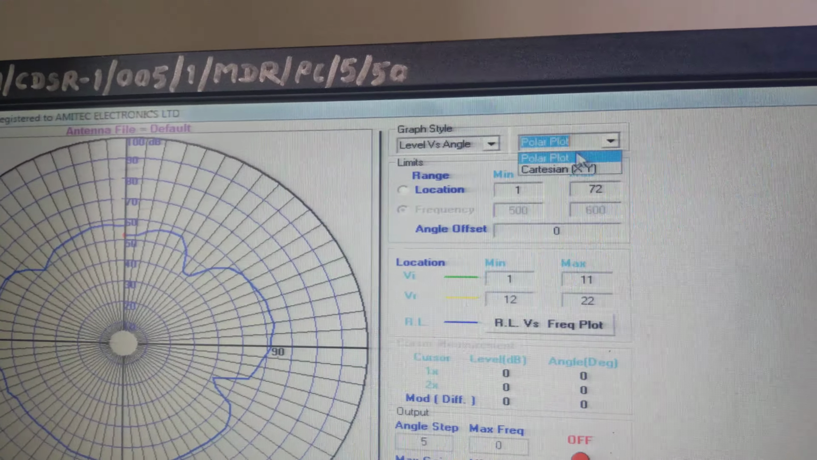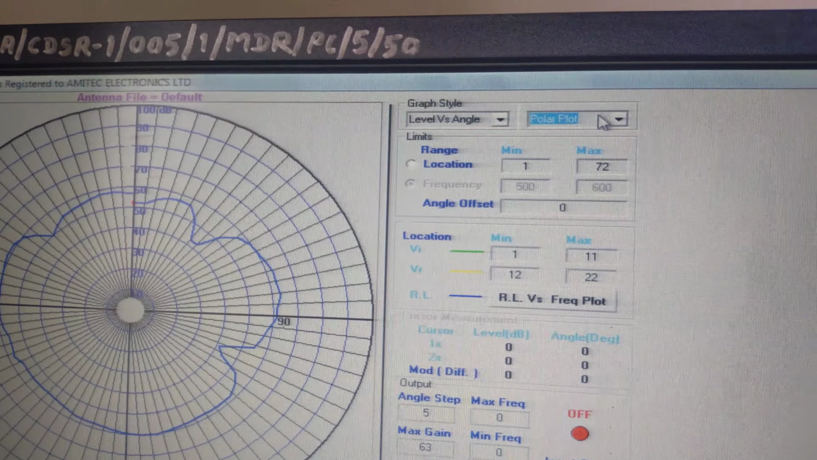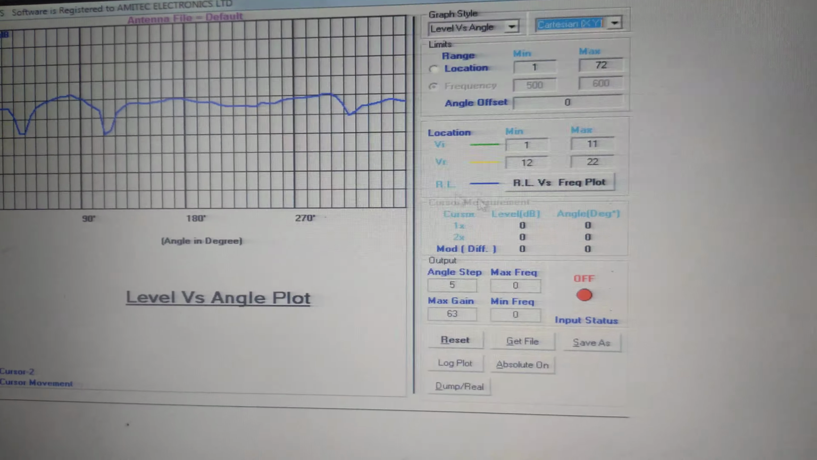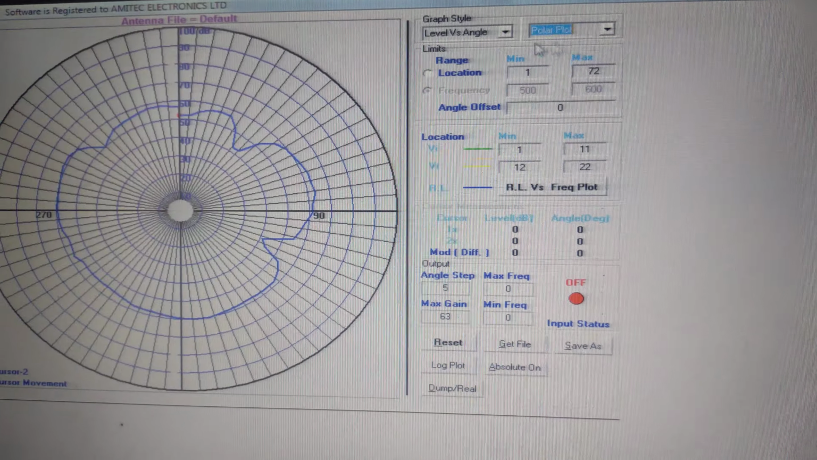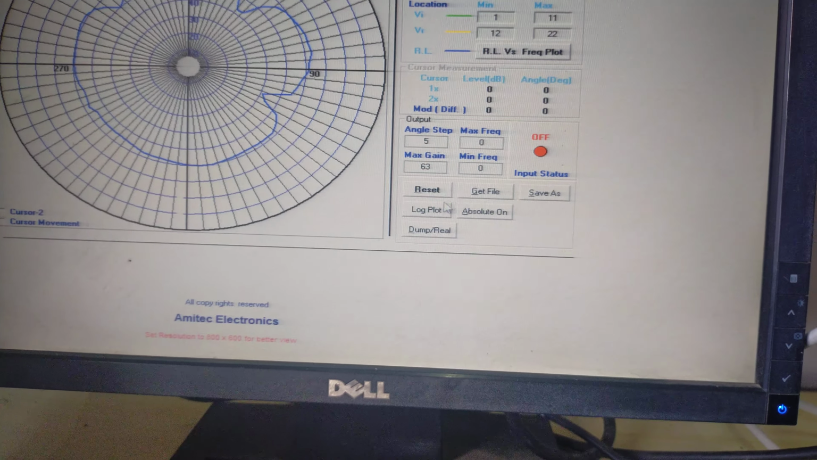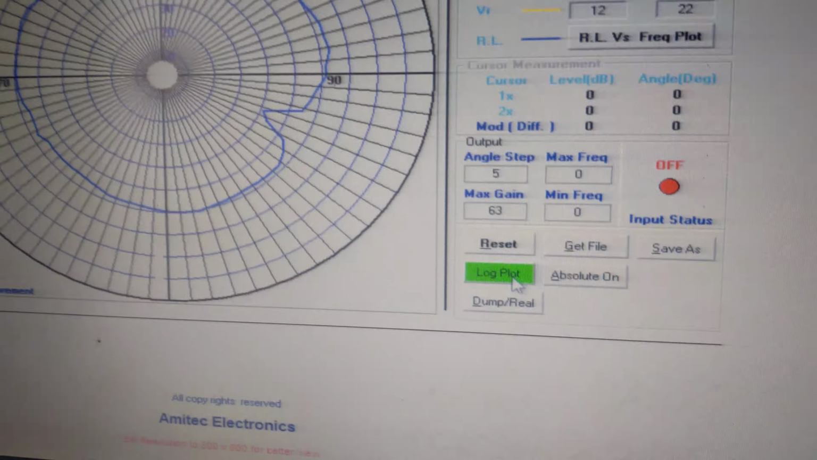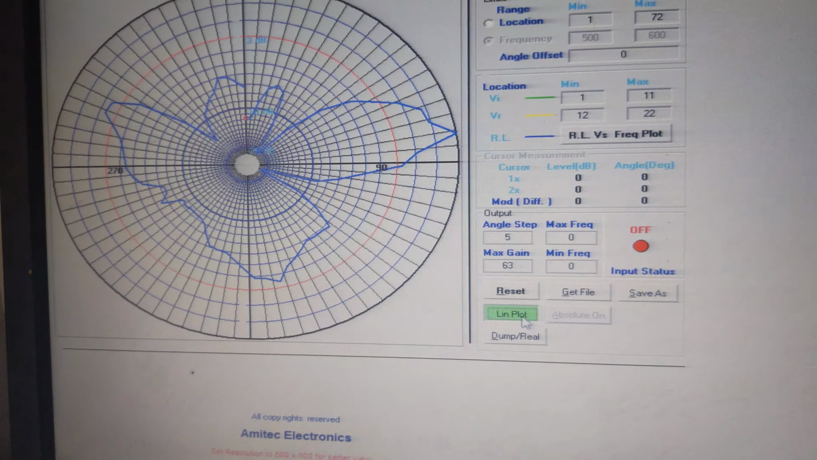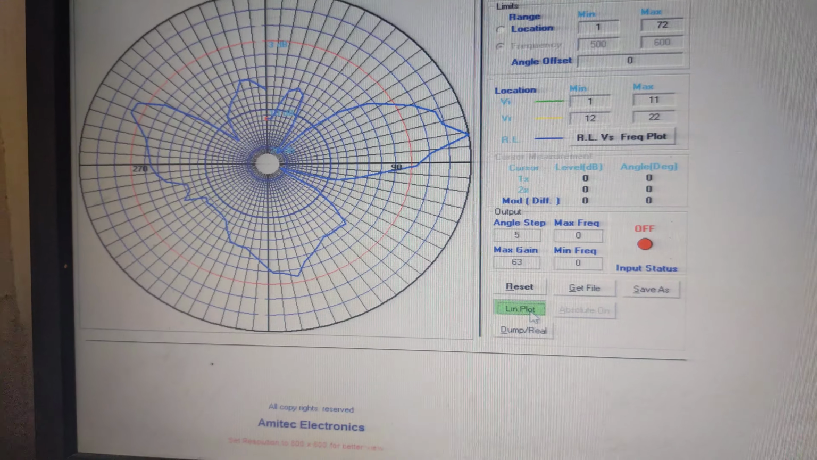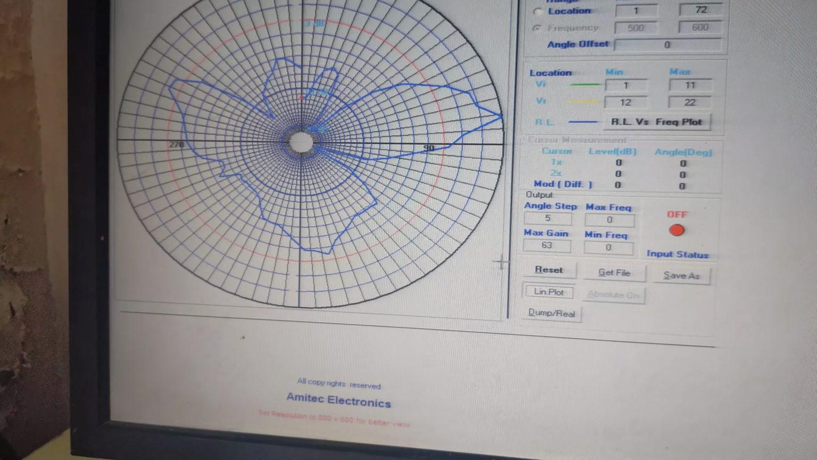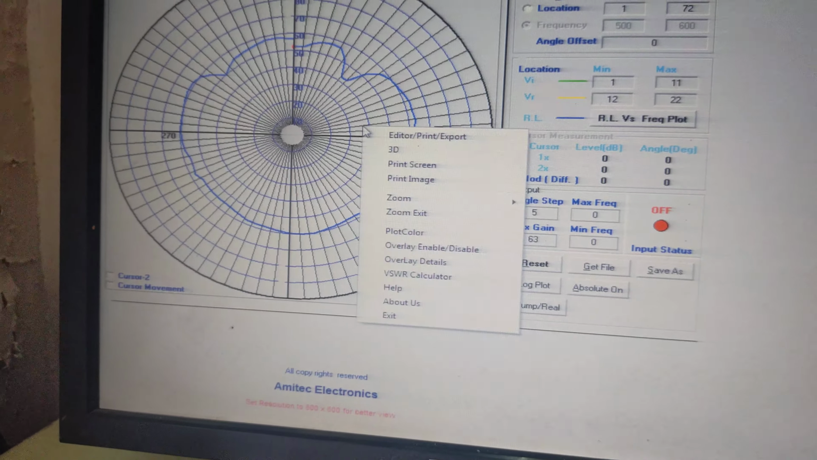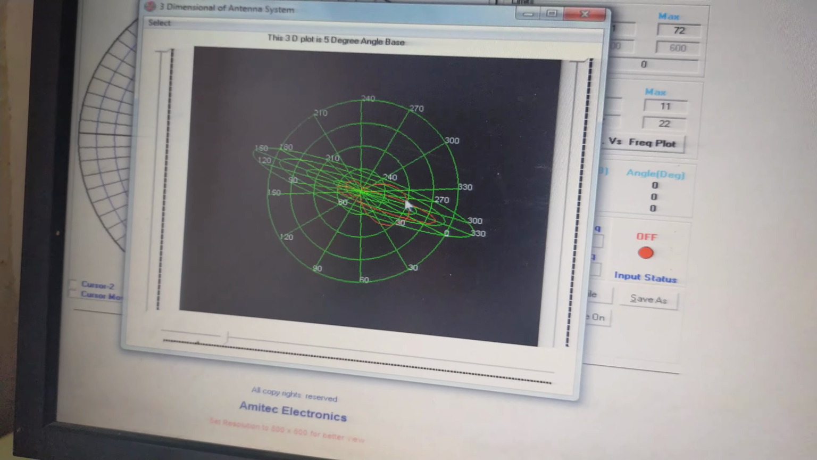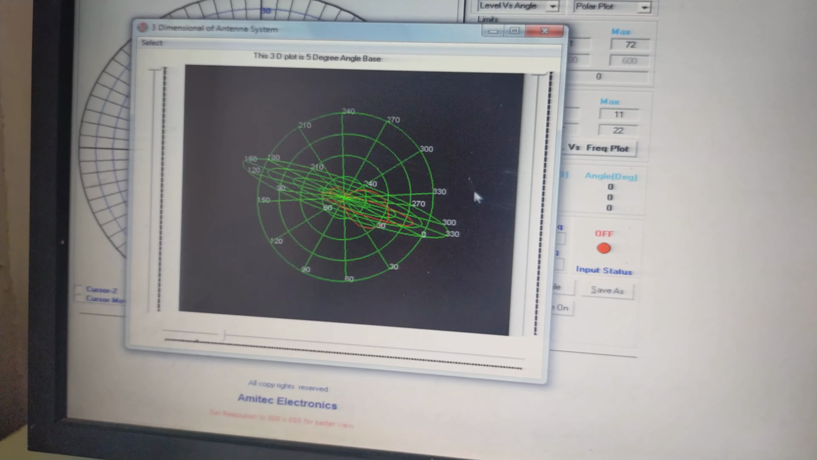Observe the polar plot, and make it a Cartesian plot. So this is a Cartesian plot. Again make it polar, then observe the log plot. For observing the log plot, press here. So this is a log plot, and this is a polar plot. Clearly observe. Then next we can observe the polar plot again. Again we can observe the 3D plot. So press on 3D. This is a 3D plot of a microstrip patch antenna.